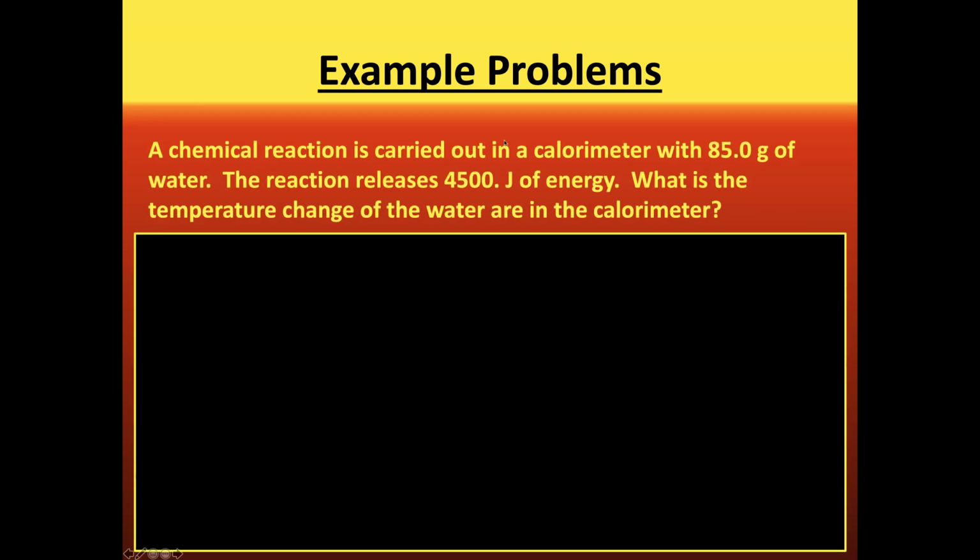A chemical reaction is carried out in water that has 85 grams of water. That's our mass. The reaction releases 4,500 joules of energy. I guess that's our Q. What is the temperature change? Well, this time we're going to have to solve for delta T. In order to do that, we divide both sides by mc. Then we can substitute and solve.